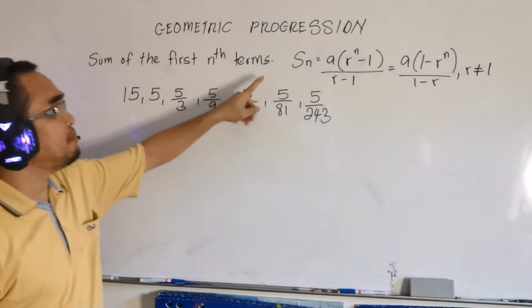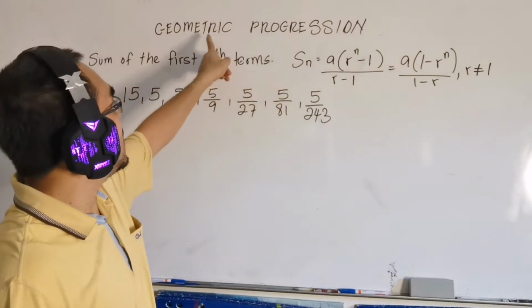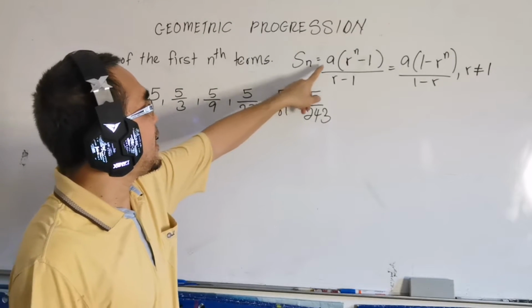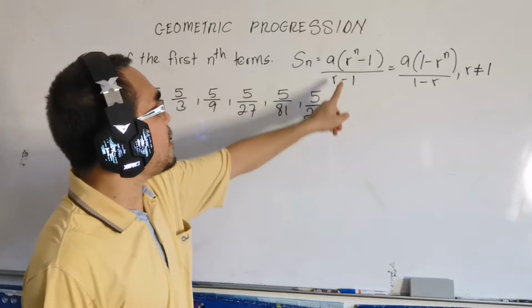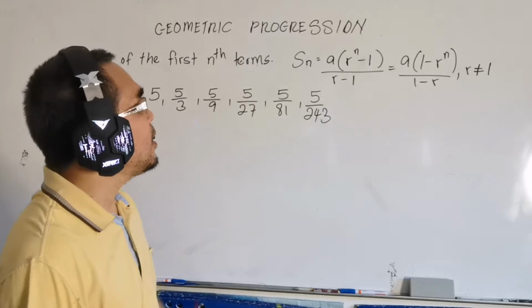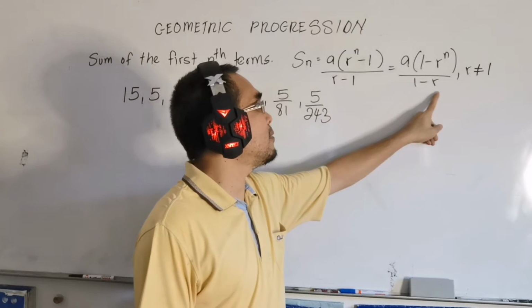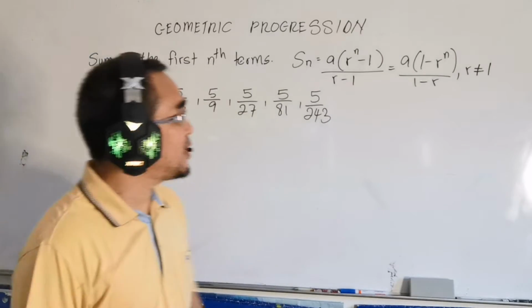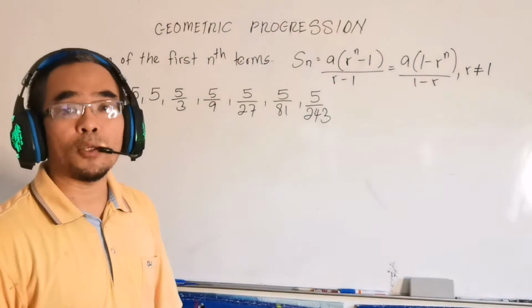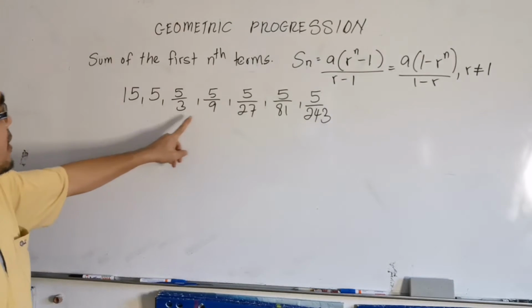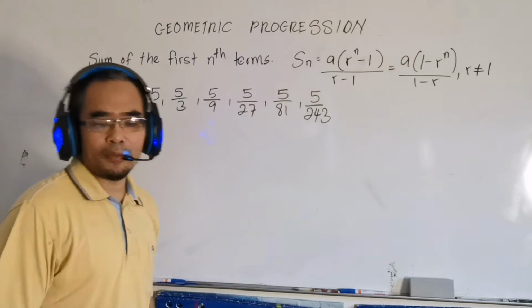So today we are going to discuss one or two questions on the sum of the first n terms. The formula for the sum of a geometric progression is a(r^n - 1)/(r - 1) or a(1 - r^n)/(1 - r), on the condition that the value of r is not 1. Okay, so we have here 1, 2, 3, 4, 5, 6, 7 terms.